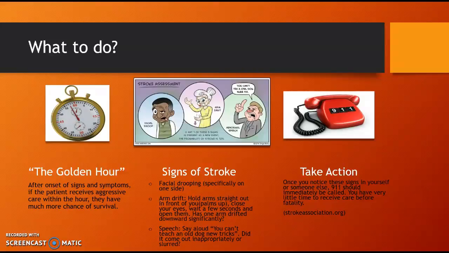If you were to see any of these things, the thing you need to do the quickest is, of course, take action. Call 911. Let them know. Try to keep track of the time that you saw this start. Keep track of that for that golden hour. They need to know, did the symptoms start an hour ago? Did they start 5 minutes ago? Their life depends on it. So taking action is the thing you need to do quickly.